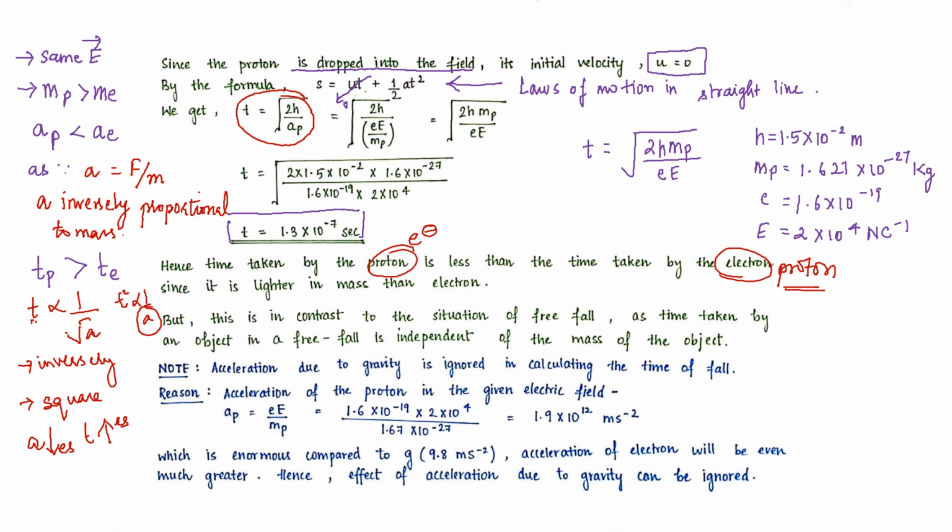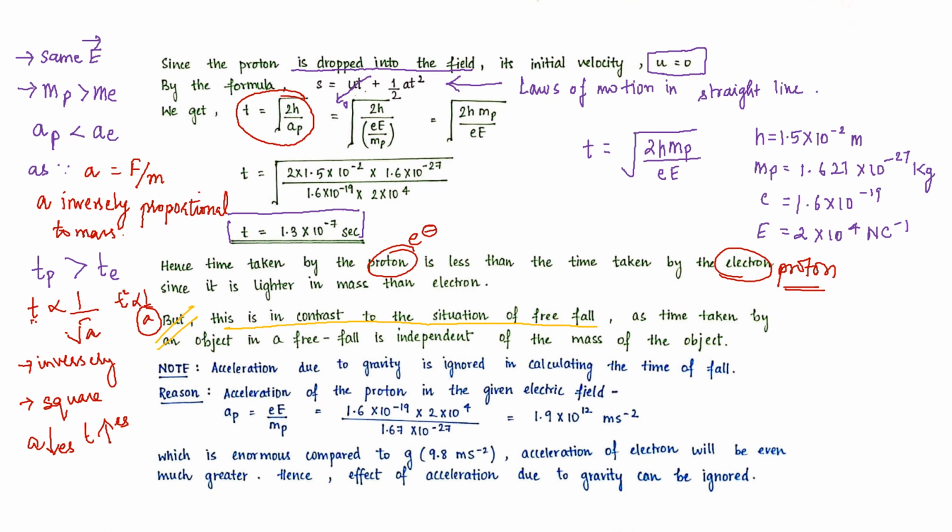But now the third thing, the third challenge the question presented in front of us, was to understand the relation with respect to free fall. So let's go to this particular point. Follow the yellow ink, but this is in contrast to the situation of free fall. This is totally opposite.